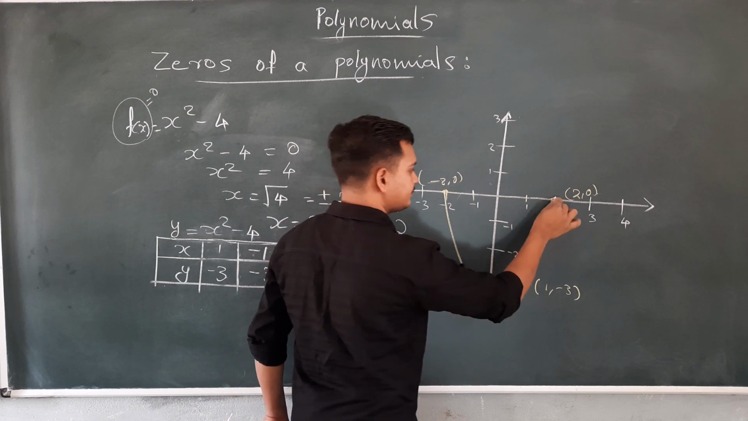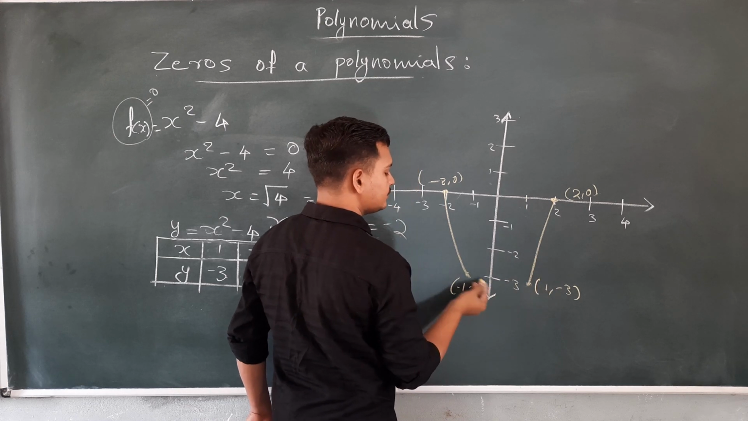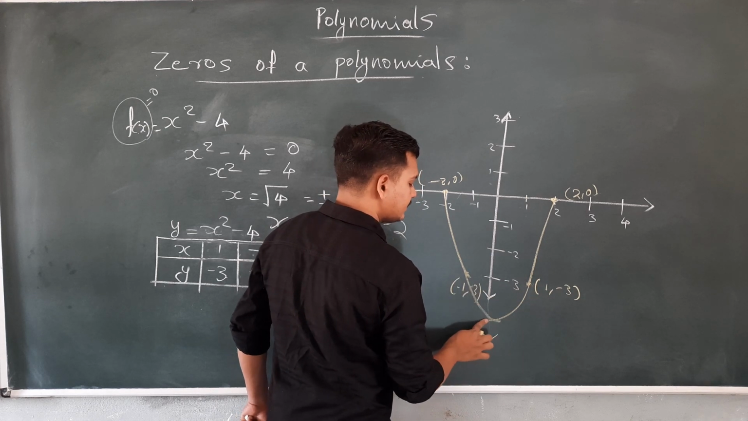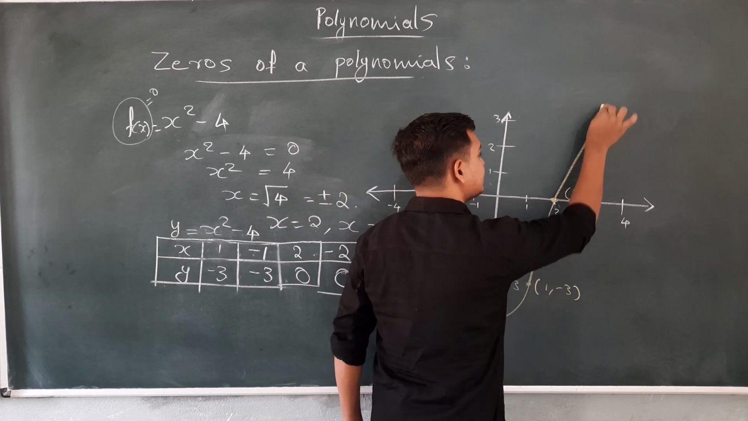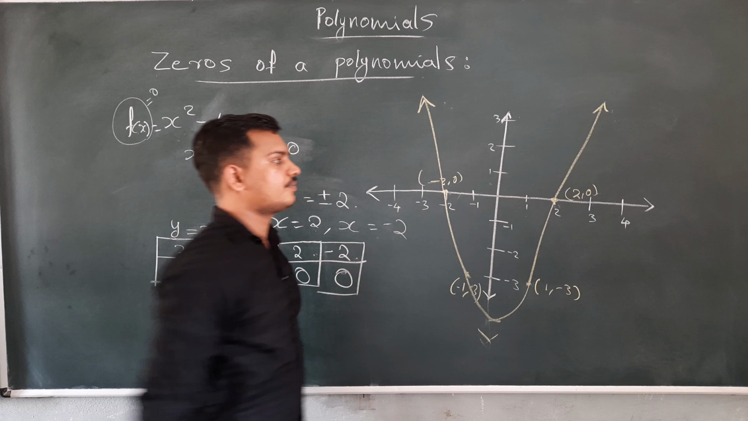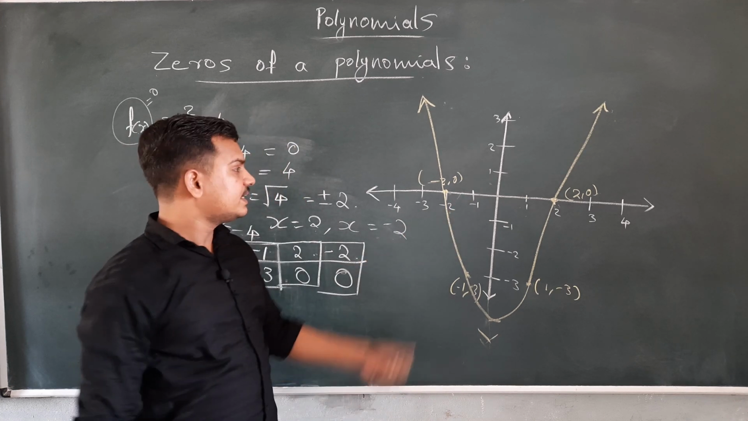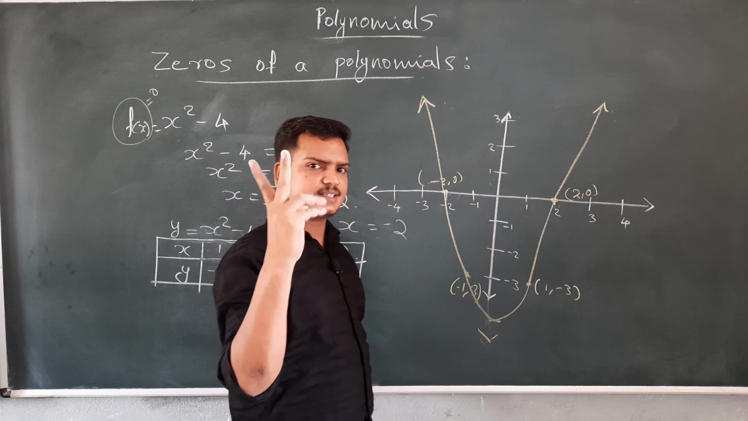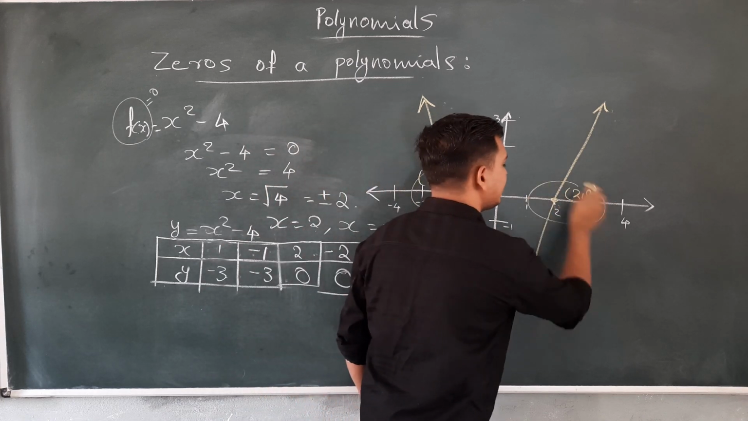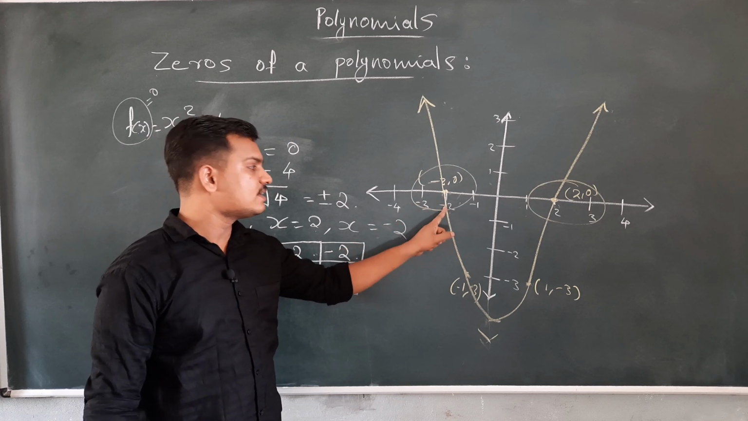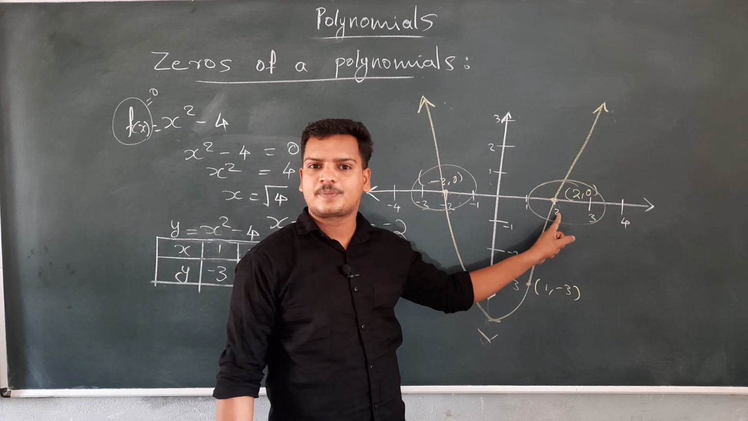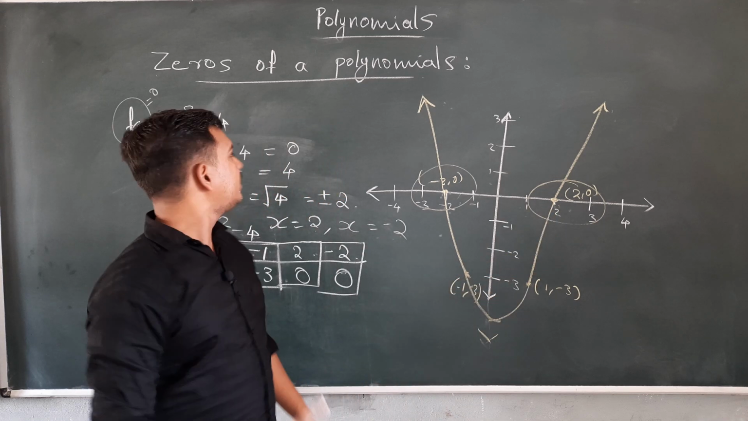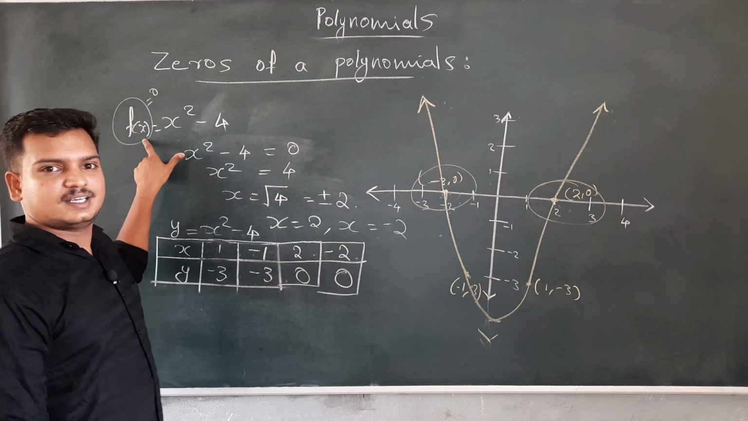Let me join these points. Look here, this graph is going to be like this. Now let's extend this expression. Look at the graph. On this graph, you can see that the graph is intersecting the x-axis at two places. The first point is minus 2, and the second point is 2. So the values at which the graph is intersecting the x-axis are called the zeros of this polynomial f of x.